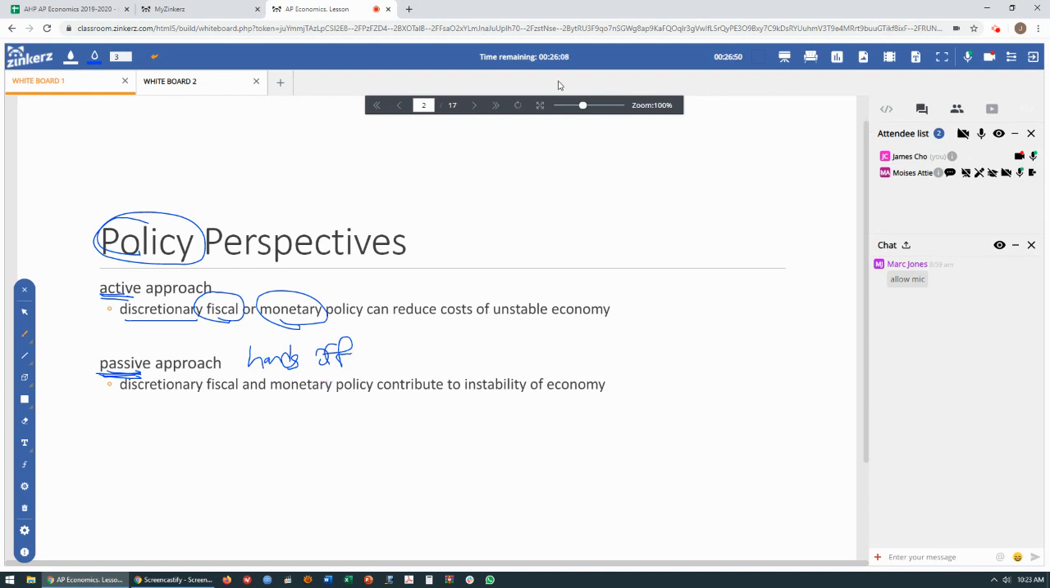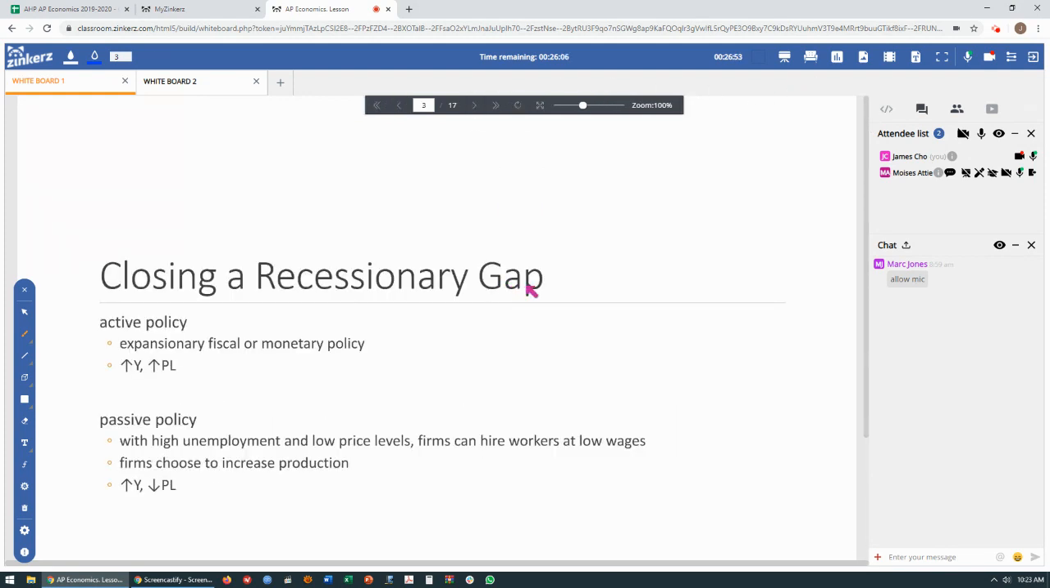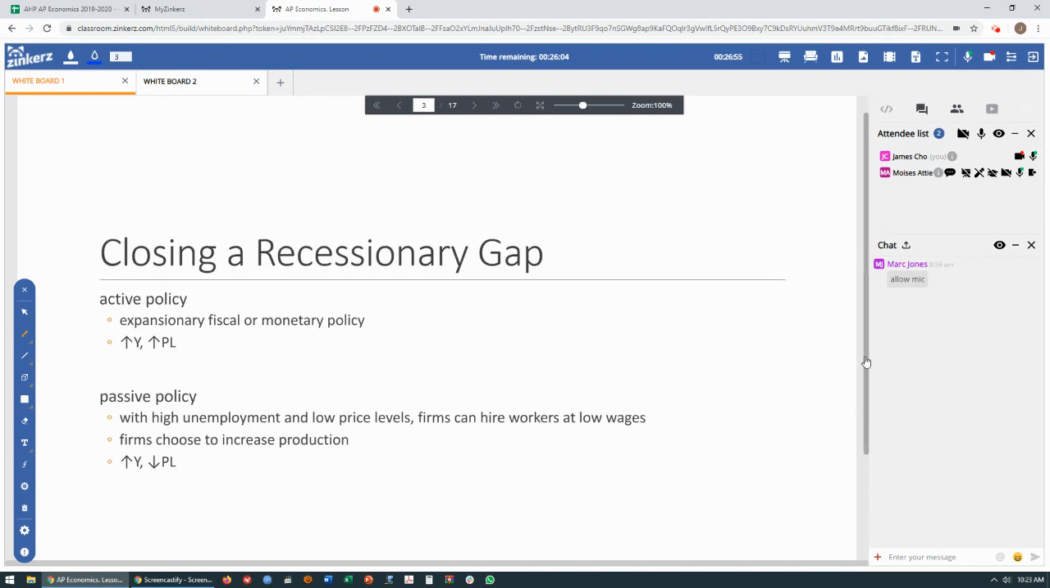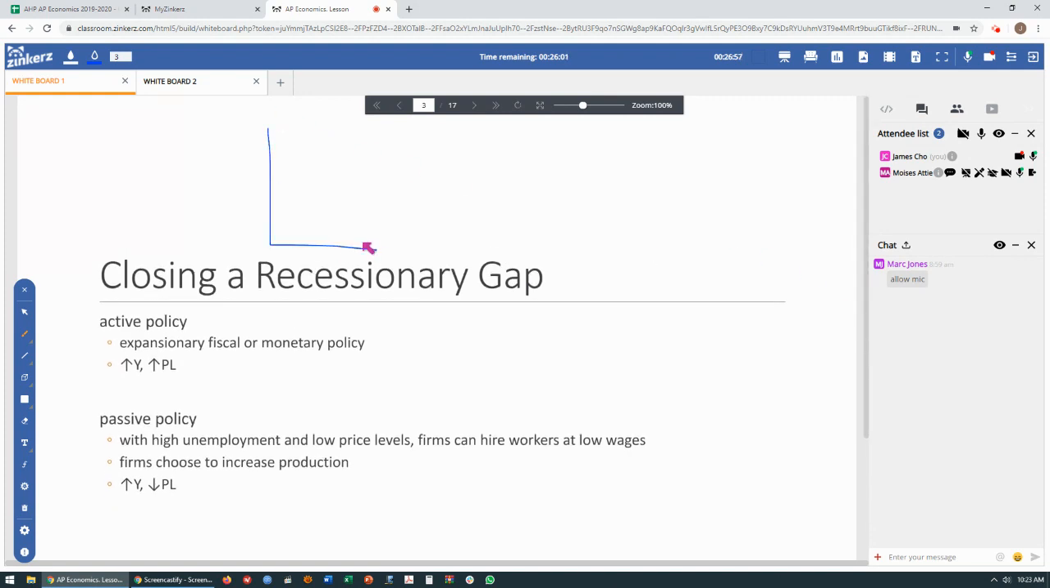So let's start with a recessionary gap. What did that look like again? Recession, PLY. I hope you're drawing this like crazy. Price level on the y-axis, GDP on the x-axis, LRAS. We're facing a recessionary gap.